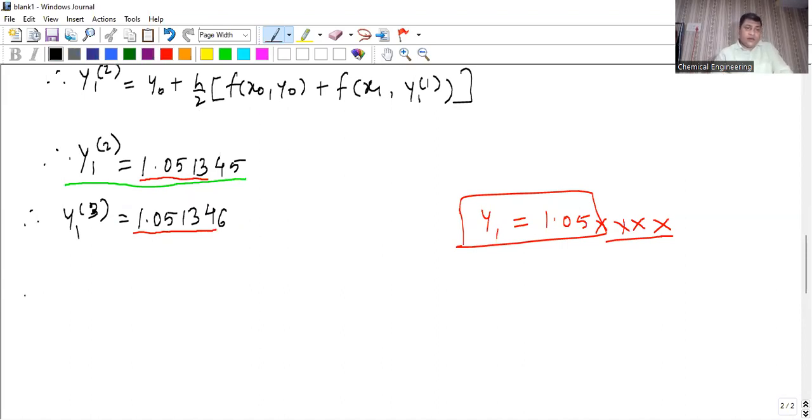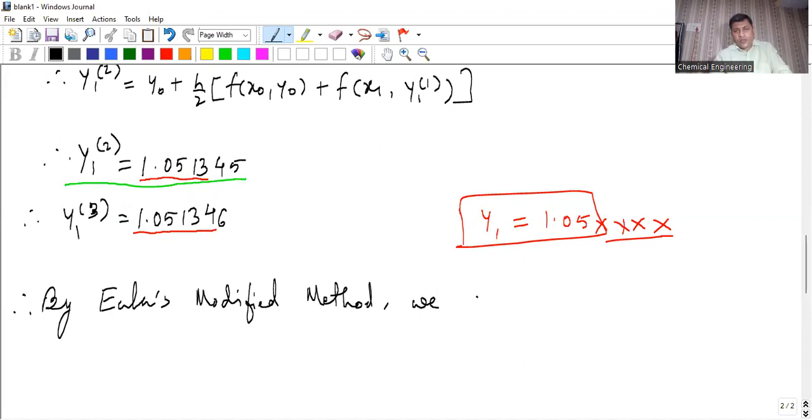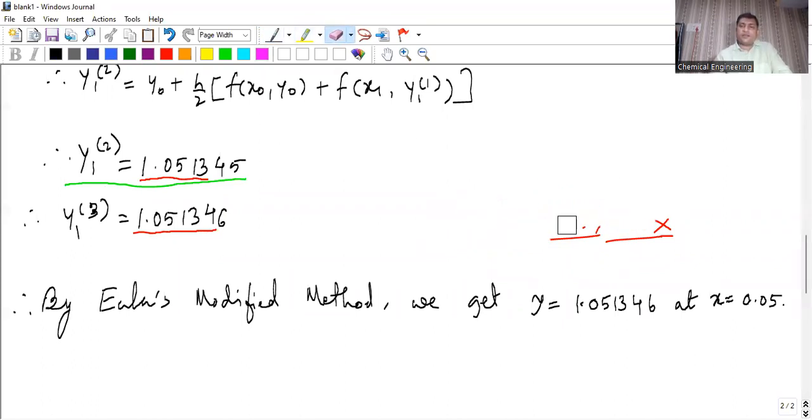So we can say here, hence by Euler's modified method, we get y is equal to 1.051346 at x is equal to 0.05. Okay, so this way we get the accurate answer, and this is in one step. We have solved for one step.